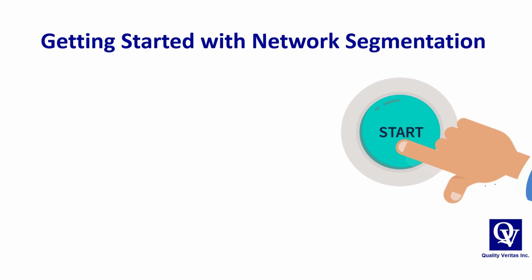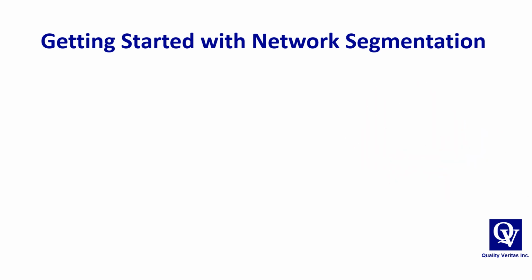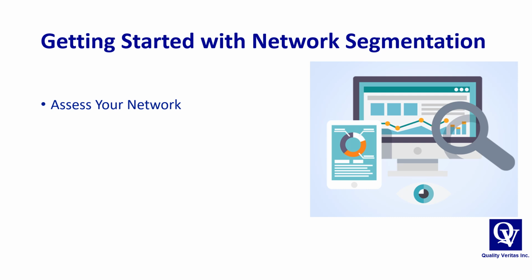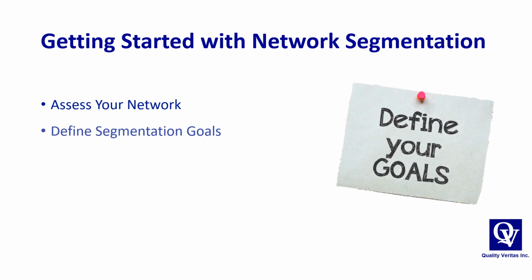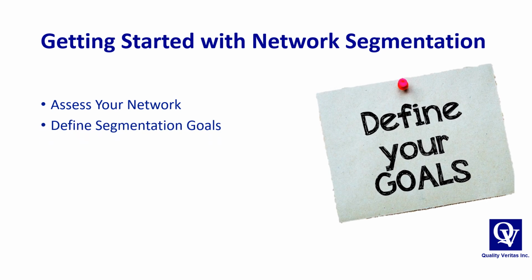Now that we've explored the various methods of network segmentation, let's discuss how to get started and provide a practical example approach. Getting started with network segmentation. First, assess your network. Identify critical assets and sensitive data, and map out your current network topology. This assessment will give you a clear understanding of where your network stands and what needs protection.